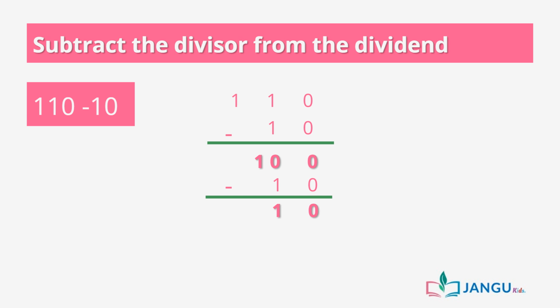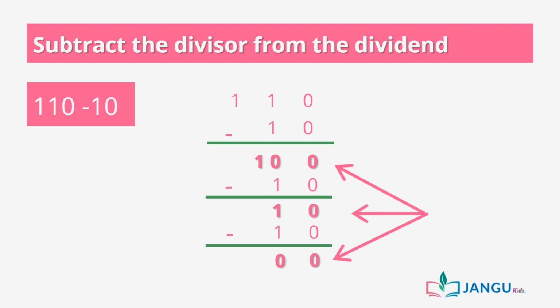Next, we subtract the divisor from 10. 0 minus 0 is 0. And 1 minus 1 is 0. We have obtained 0, which indicates the end of the subtraction. Here, 110 is subtracted 3 times from 10 with a remainder of 0. 3 is the quotient, therefore.